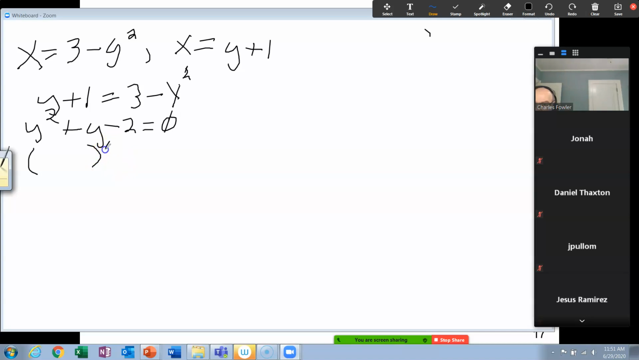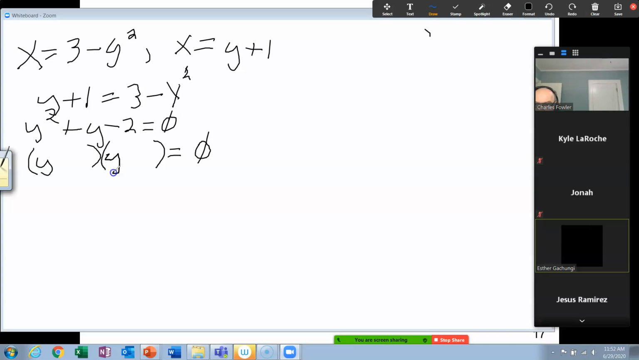What's the F word? When I say what's the F word, that means factor. Can we factor this? What's the only possible factorization for y squared? Y times y.